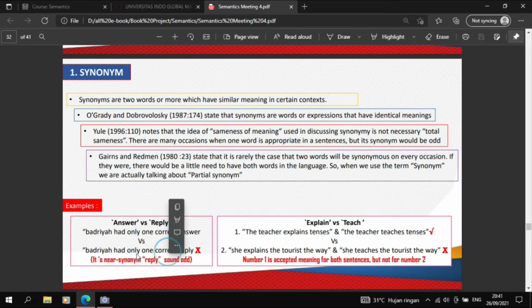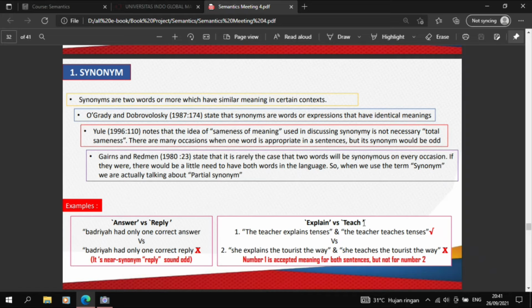Because the word reply here sounds so odd, so weird. You cannot say Badria had only one correct reply. No, that's wrong. That's why even though the meaning of answer and reply is the same, they are not totally the same. They are only partial synonym.